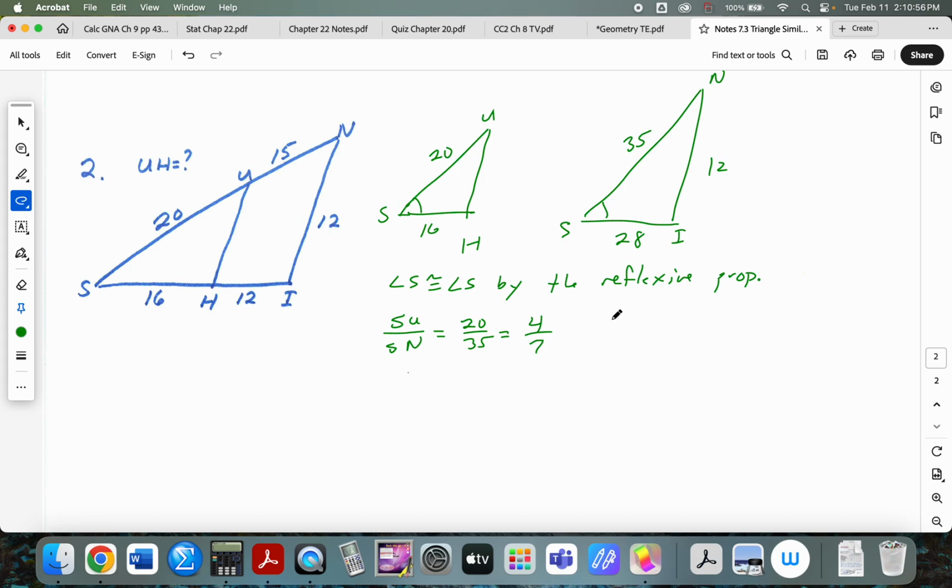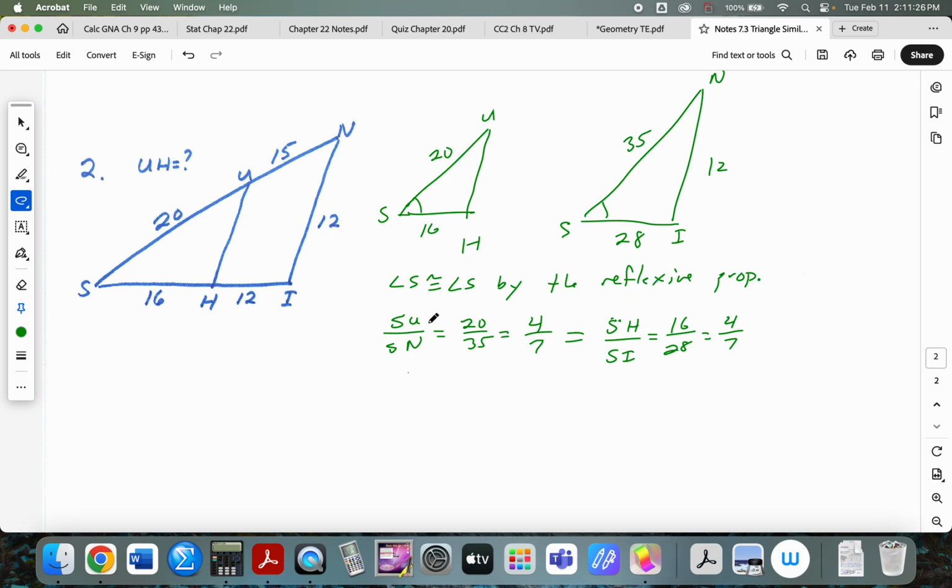Then I'm going to check, and I'll do it on the same line, because if they're equal, I'm just going to stick an equal sign in between these two. SH to SI is 16 to 28. Both of those are divisible by 4. That's also 4:7. So those ratios are the same.